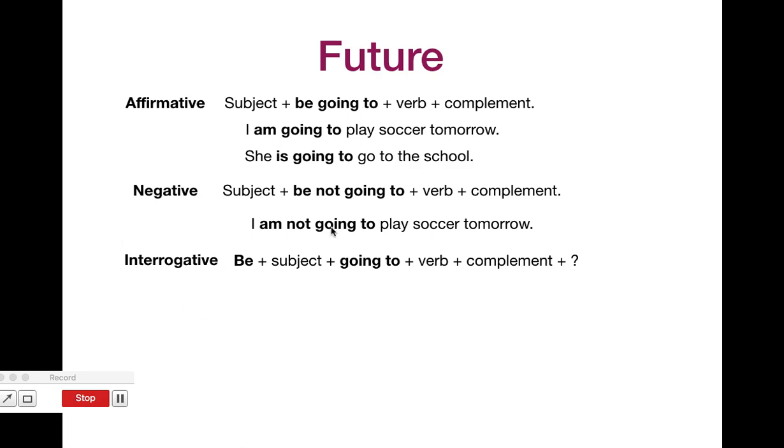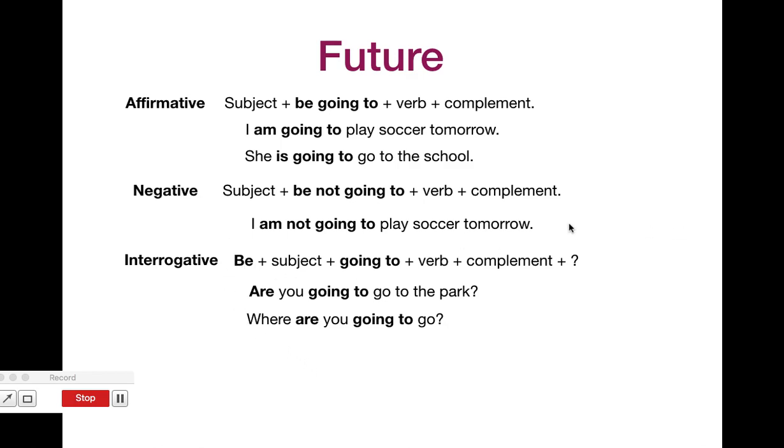That is be, subject, going to, and verb. Be, subject, auxiliary. What is the auxiliary? Well, going to. For example, are you going to go to the park? Yes, I am. No, I'm not. Okay? Maybe a WH question.